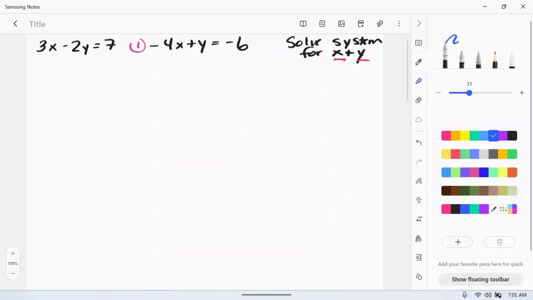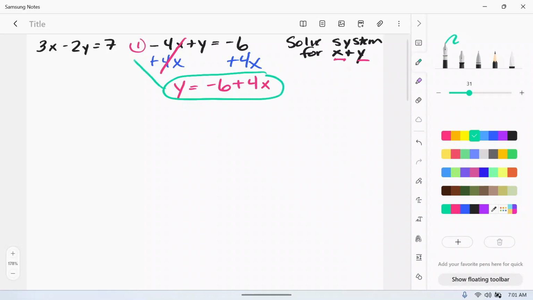Right now, the 4x is getting subtracted from the y. So I need to get the y by itself. I'm going to do the opposite of that subtraction, and add 4x on both sides. The 4x on the left is going to cancel, leaving me with y is equal to -6 plus 4x. Now, I have two unknowns in this equation, so I can't really do any more than that. But what that does allow me to do is take that equation and sub in for y in my other equation.